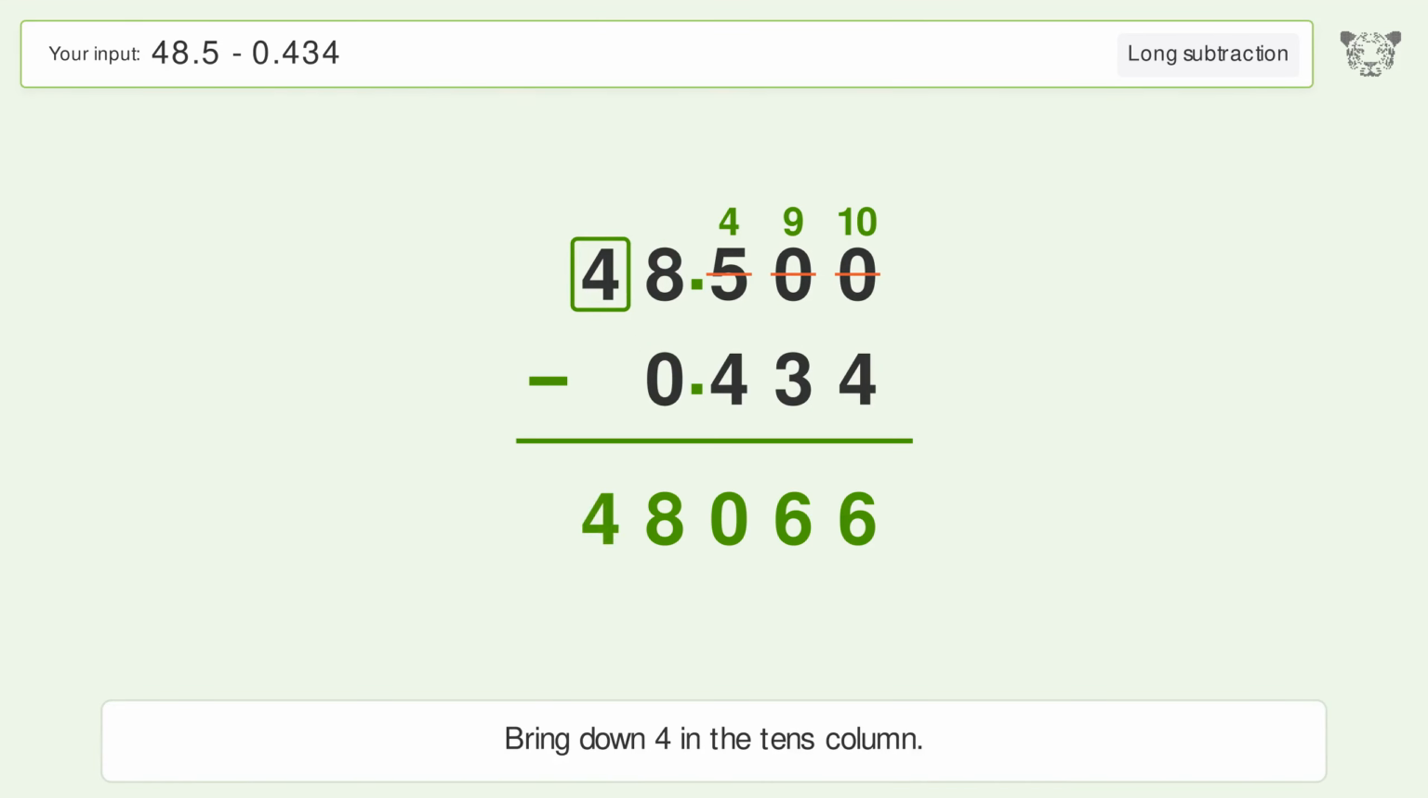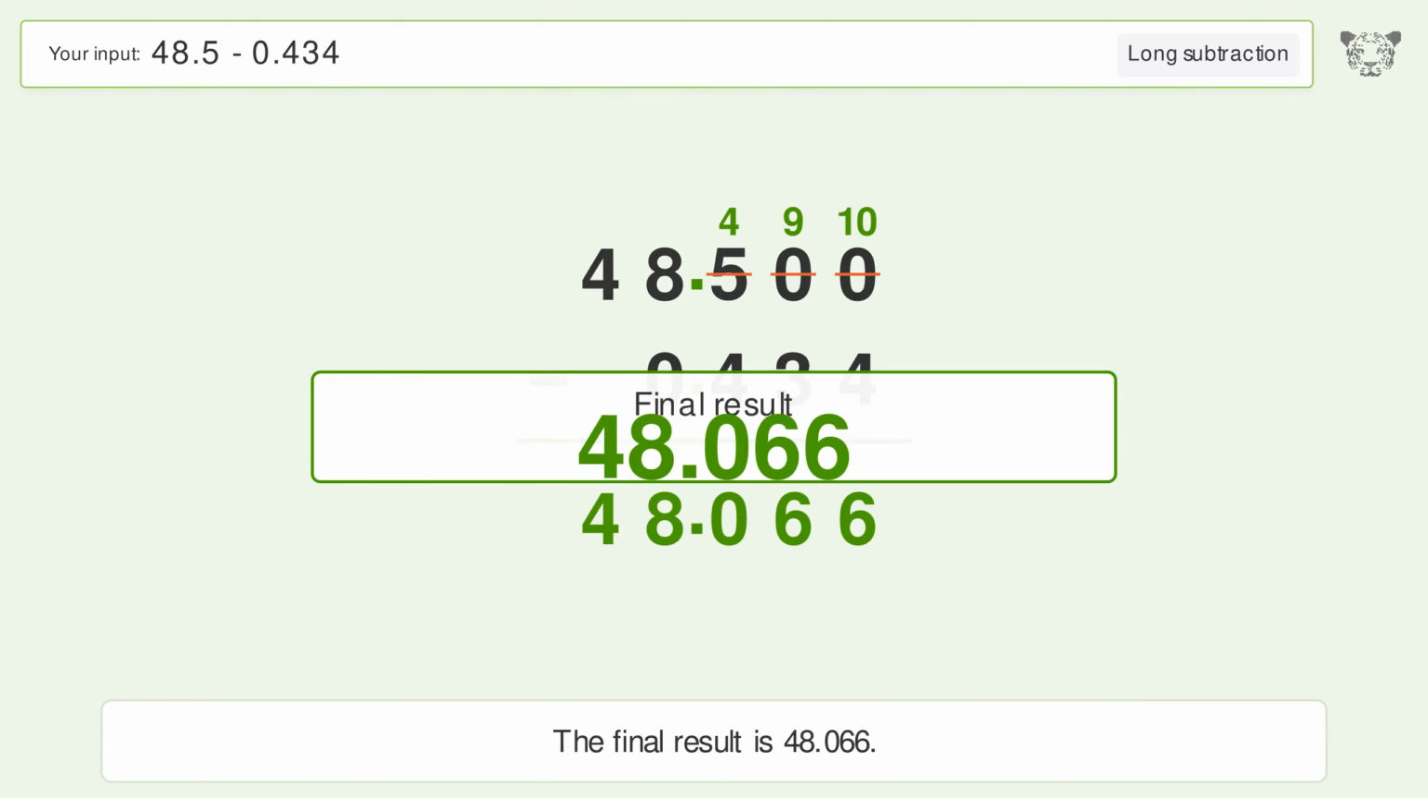Bring down 4 in the tens column. Bring the decimal point straight down into the answer. The final result is 48.066.